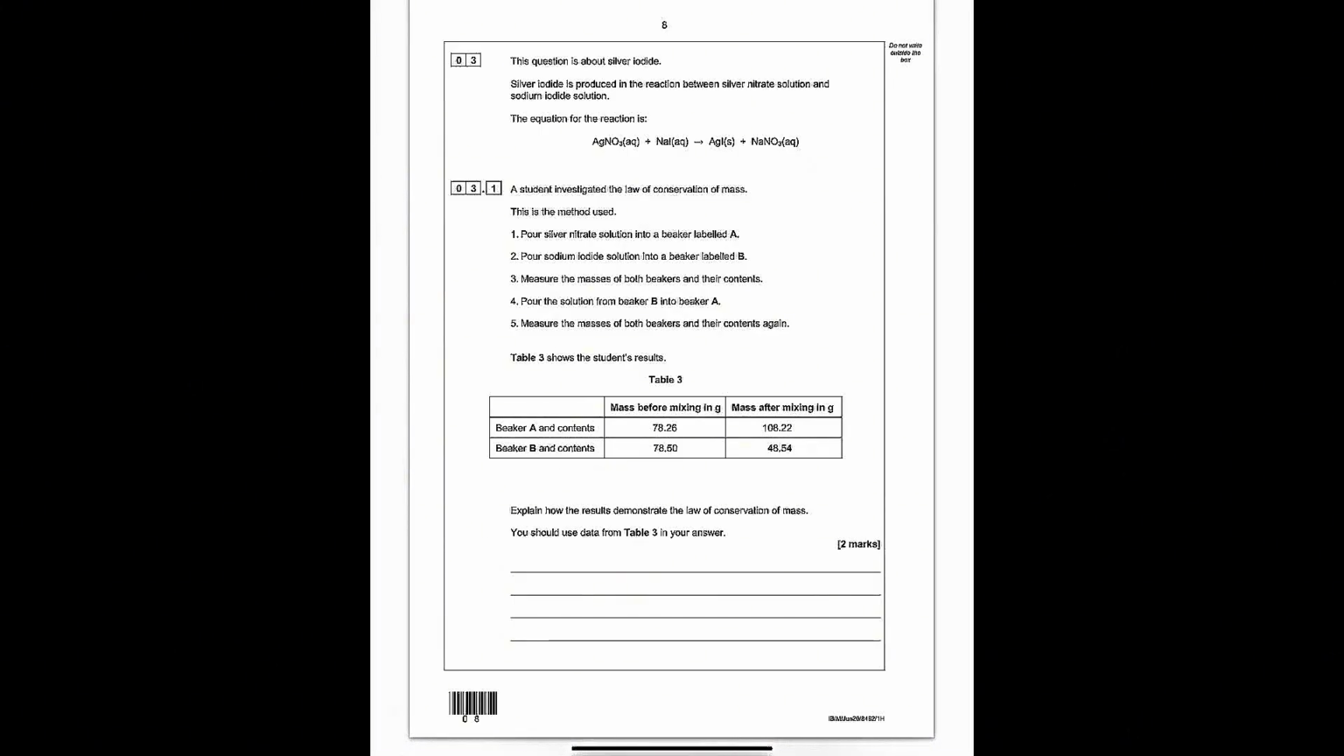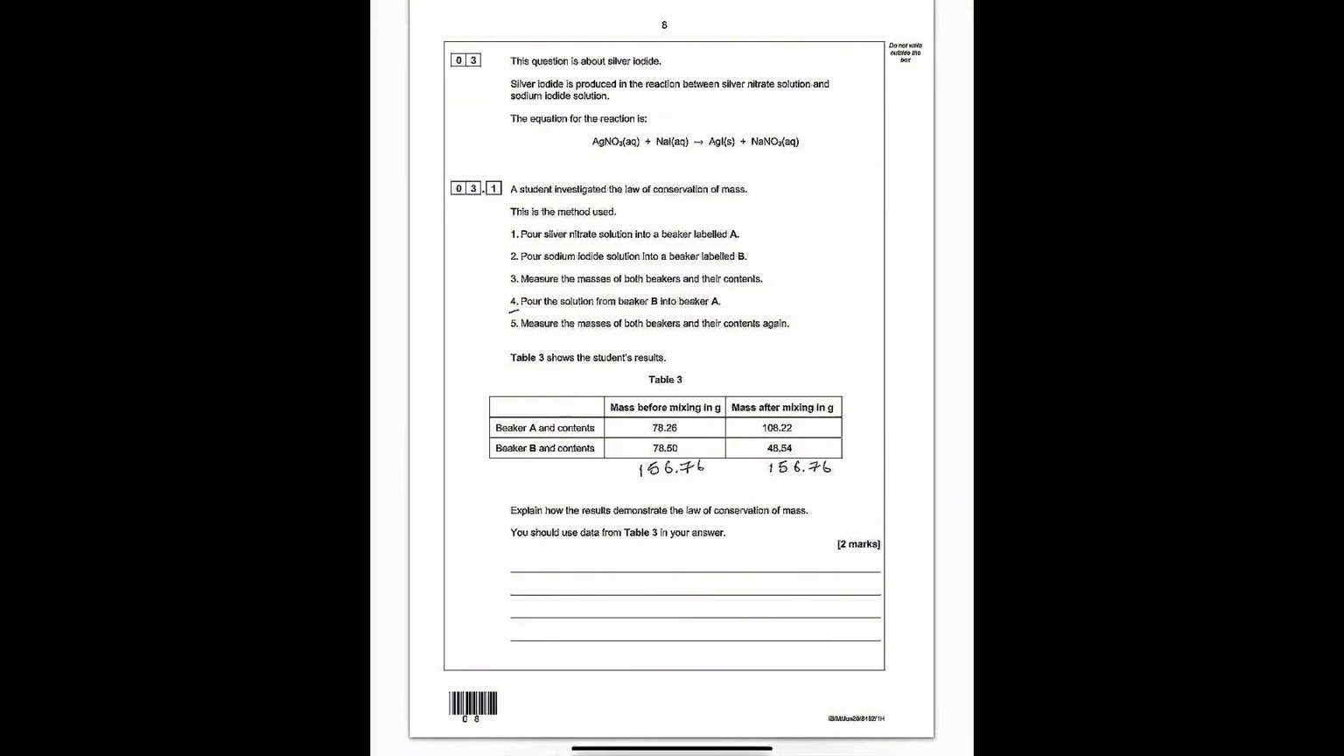So it tells us in the question, where we look at step 4, it says pour the solution from beaker B into beaker A. Okay, so we can see that the mass before mixing over here is going to be 156.76, and that's going to be before mixing. And then after mixing, it is still going to be 156.76.